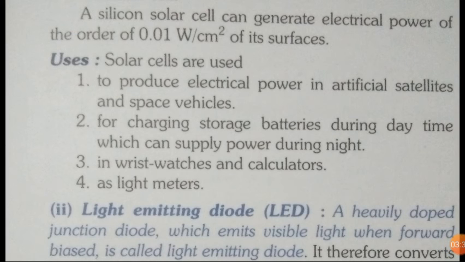And here are the uses of the solar cell. First, solar cells are used to produce electrical power in artificial satellites and space vehicles. As we know, artificial satellites revolve around the Earth in a particular orbit, and at that distance it is not possible to supply them energy. So we cannot supply energy to a satellite by any other means.